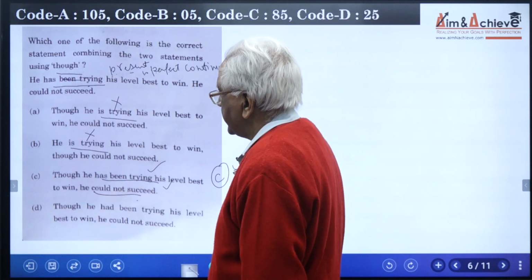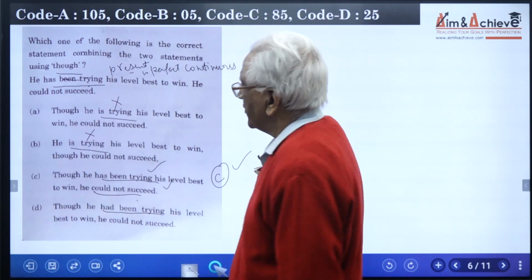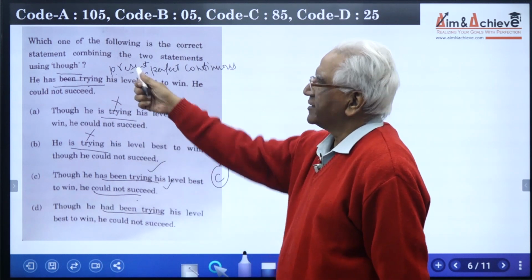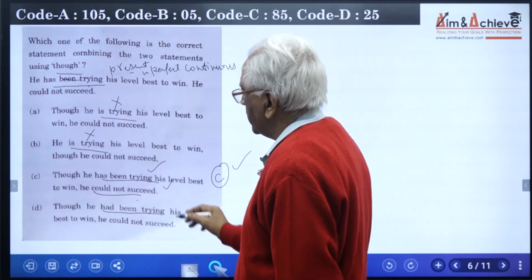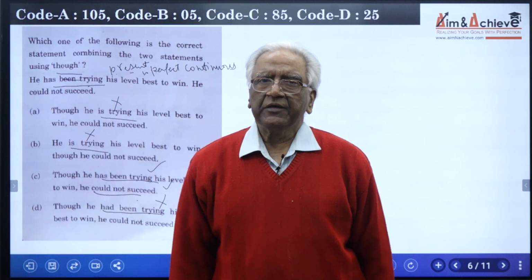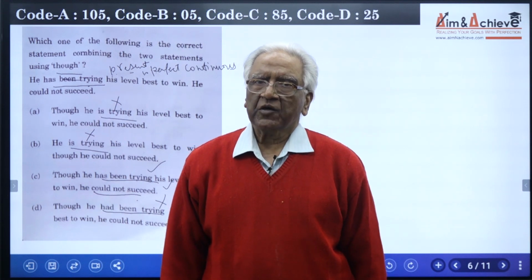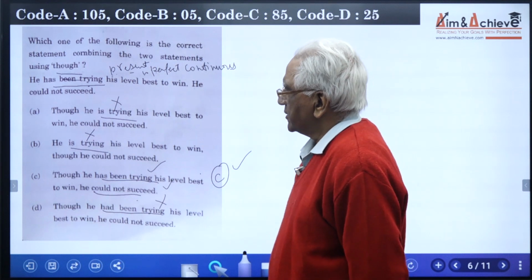Let us read D. Though he had been trying hard. He is talking of past perfect continuous, while the desired tense is present perfect continuous. So option D need not be read further. It can safely be treated as ignored. Option C is the right answer.